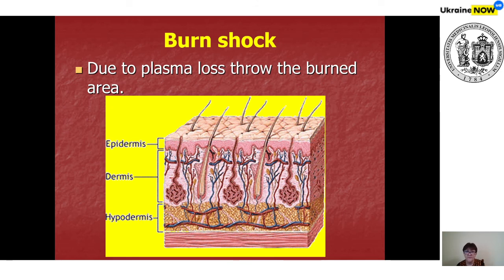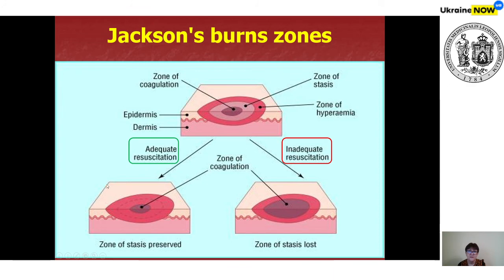Burn shock is due to plasma loss through the burned area. I think you remember the structure of skin. There are 3 main layers: epidermis, dermis, and hypodermis. There are Jackson's burn zones. In the center of the burn, there is the zone of coagulation. Around this zone, there is a zone of stasis, and the external region is the zone of hyperemia.